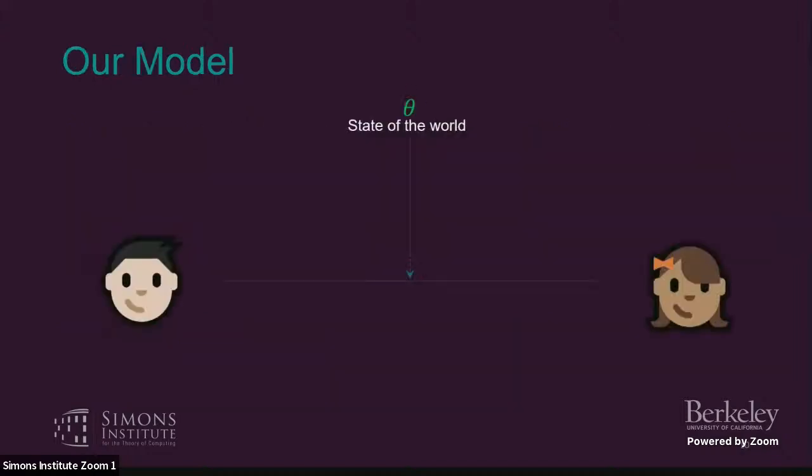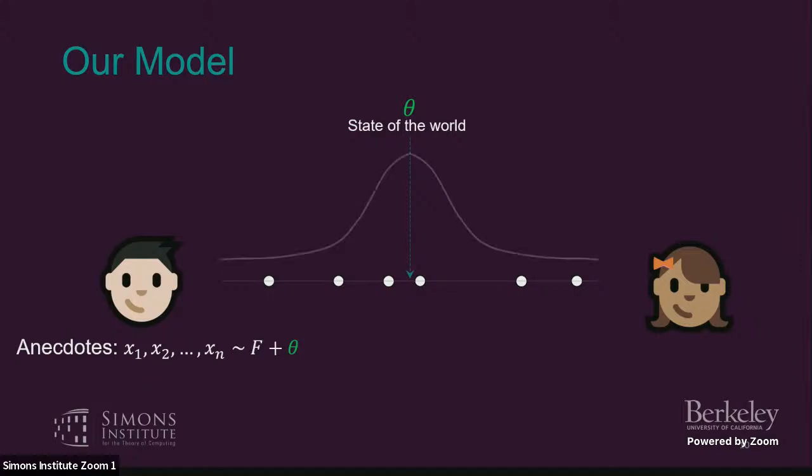So more concretely, again, we have a sender and a receiver, and a hidden state of the world theta. Assume for this talk that the sender knows theta and gets anecdotes that he can share. He can't share theta, but he can share the anecdotes, and anecdotes are modeled as samples from a distribution centered around theta. They're noisy signals about the state of the world, with mean zero, symmetric noise. And he's going to choose one of the n anecdotes to share.